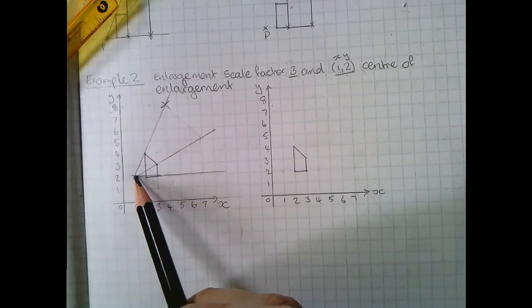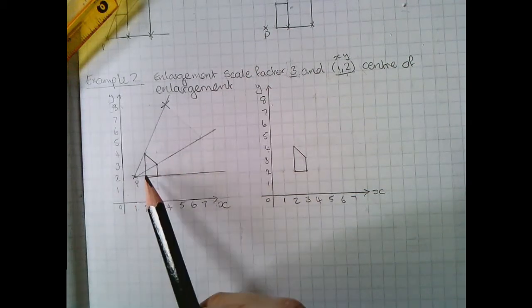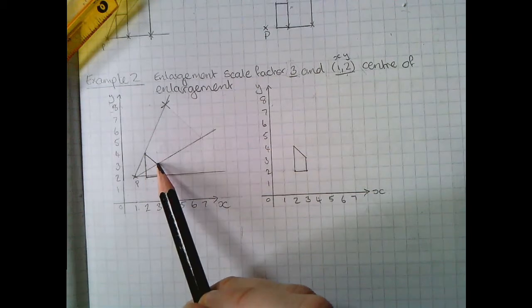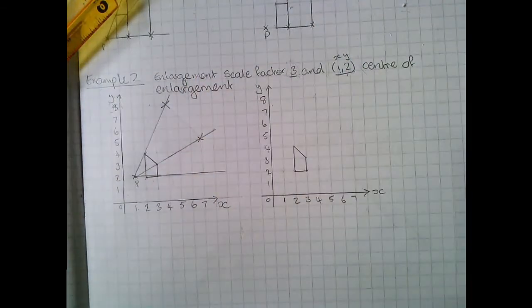We then look at this corner. We've moved 1, 2, so we do 2 times 3, which is 6 again. 1, 2, 3, 4, 5, and 6, which is there.